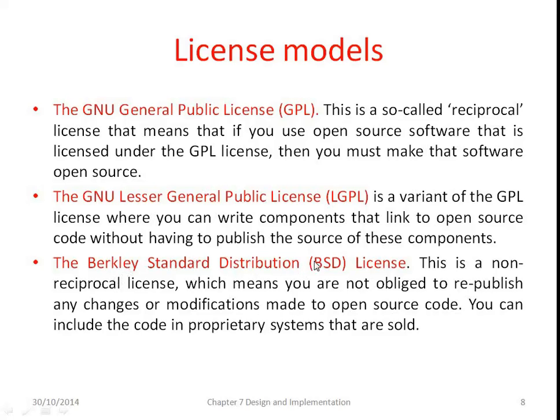The Berkeley Standard Distribution License is a non-reciprocal license, which means you are not obliged to republish any changes or modifications made to open source code. You can include the source in proprietary systems that are sold. So these are the three license models: GPL, LGPL, and BSD, Berkeley Standard Distribution.